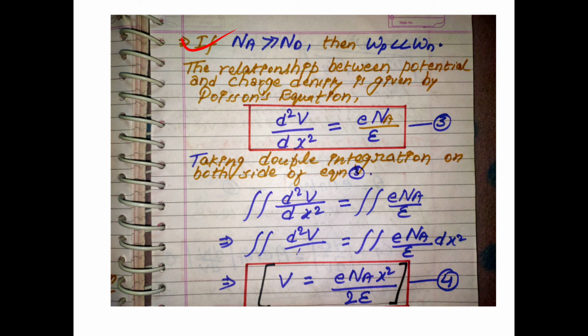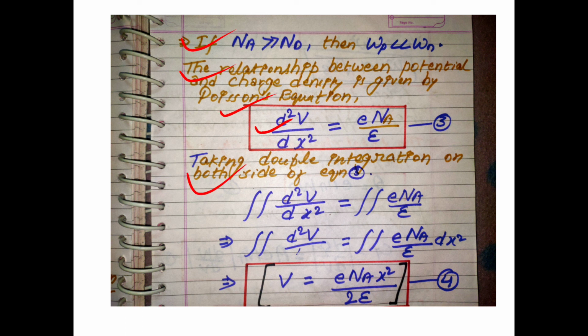So the relation between the potential and the charge density is given by the Poisson equation. We have studied the Poisson equation in mathematics as well as in physics. The Poisson equation gives a relationship between the charge density and the potential: d²V/dx² = q Na / epsilon, where epsilon is the permittivity.